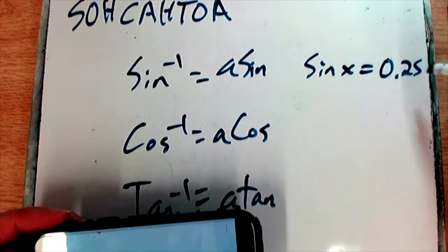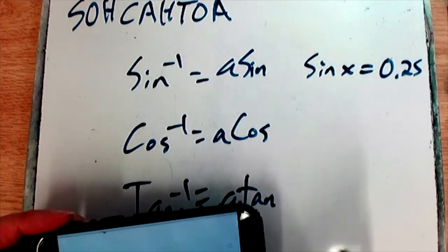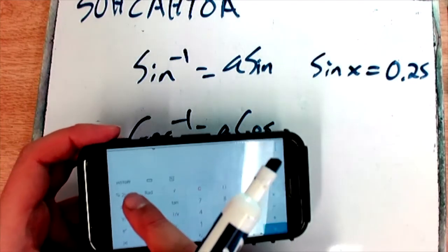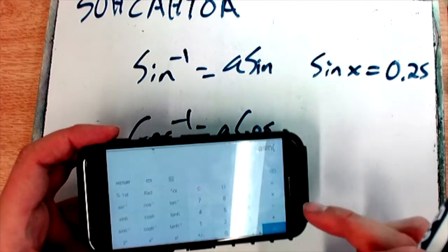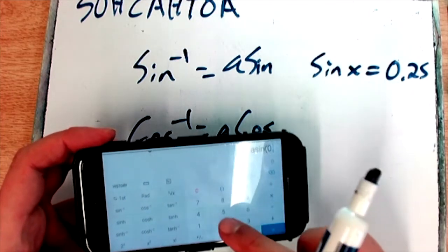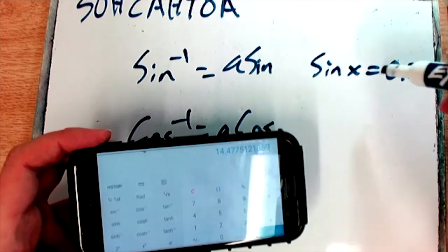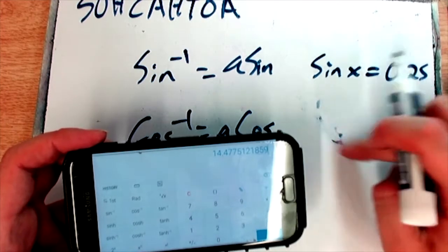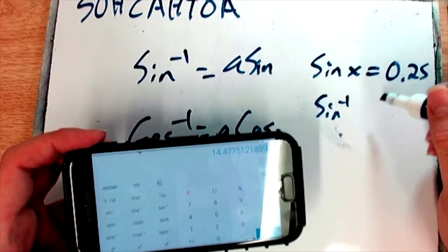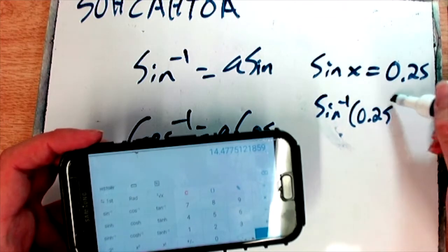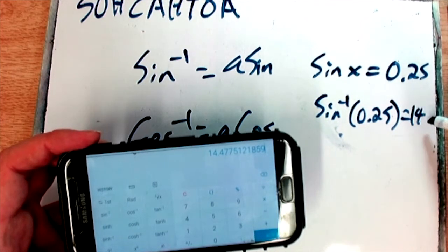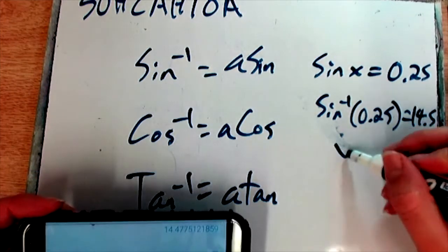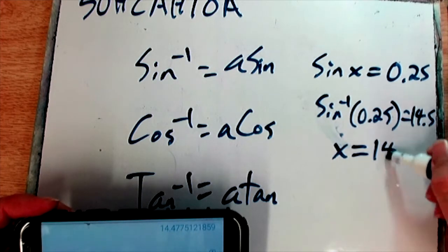Well, sine of x equals 0.25, then I need to clear, and I have to hit that second button on my calculator, second sine, and I put in 0.25. I put in what's on the opposite side, and I get an angle. So when I do sine to the negative 1 of 0.25, I get 14.5 here. Now, that is the number that I'm looking for, so essentially x equals 14.5.